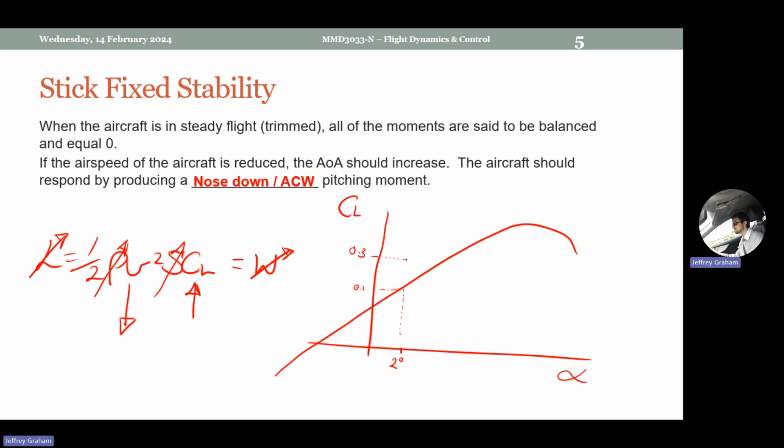And you can see this is going to correspond to a new point on our gradient, away from the stalling point. It's going to correspond to a new x-axis value, a greater x-axis value. Now maybe 4 degrees, for example. So you can see the angle of attack has to increase. The only way the aircraft can respond is pushing the nose down. It changes the pitching value.